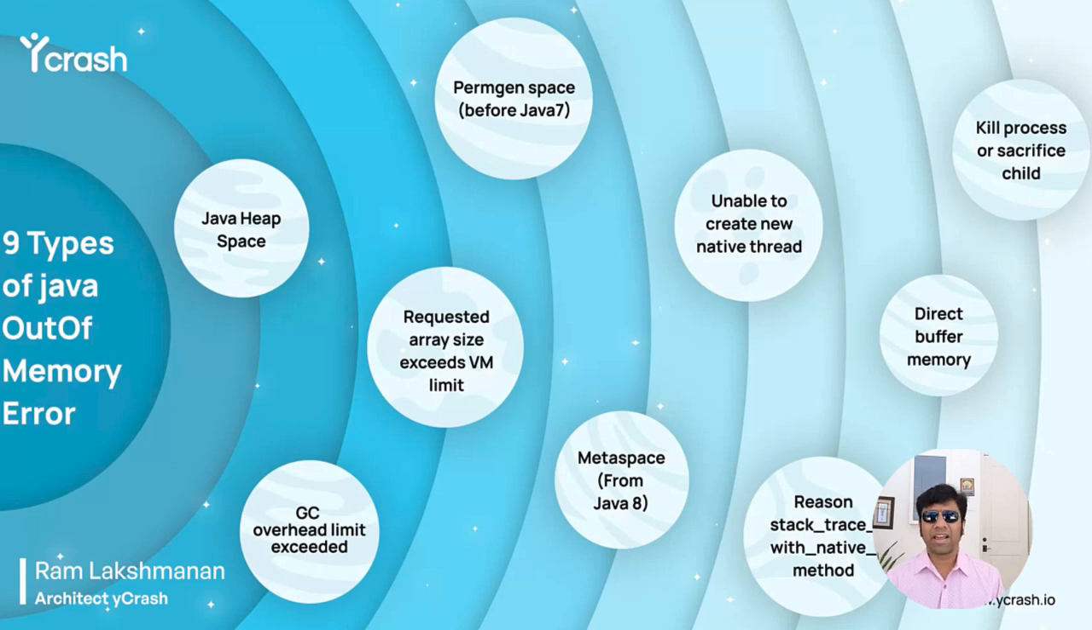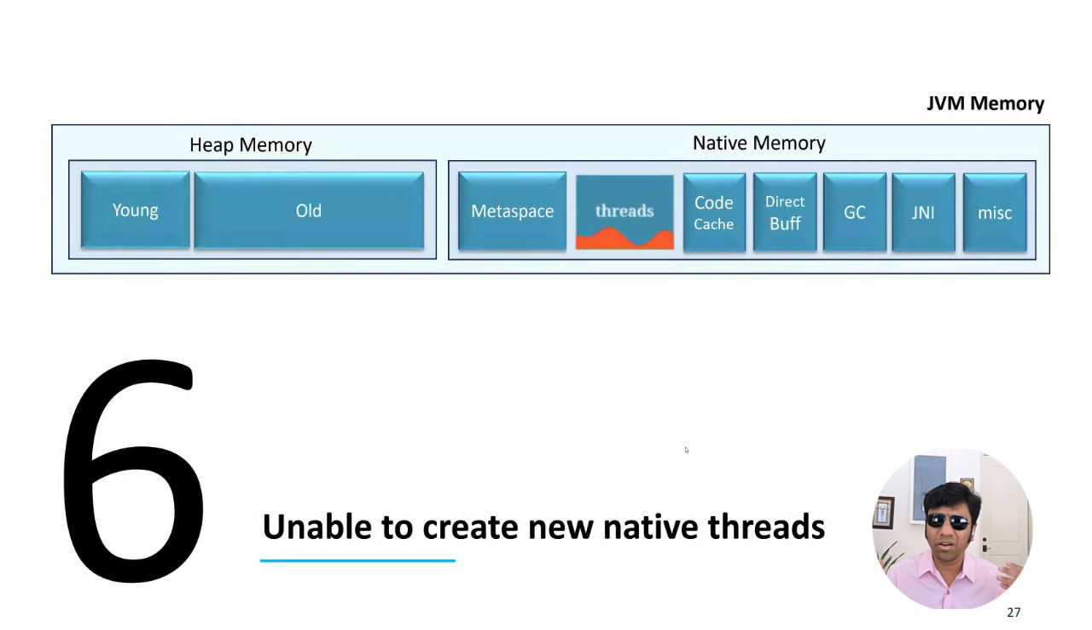This type of out of memory error happens when your JVM starts to create a lot of threads, and there is no more room to create a new thread. That's when you're going to confront this unable to create new native thread error.